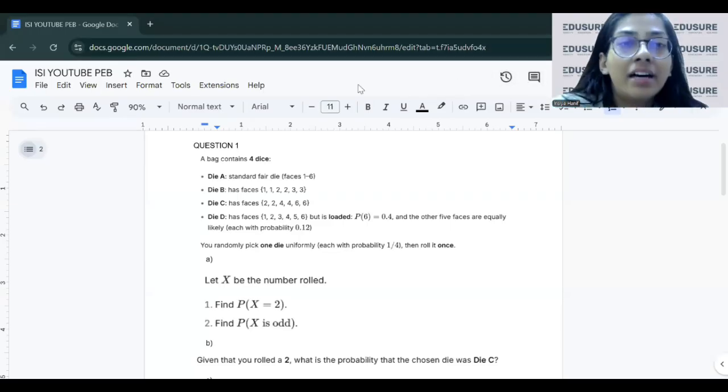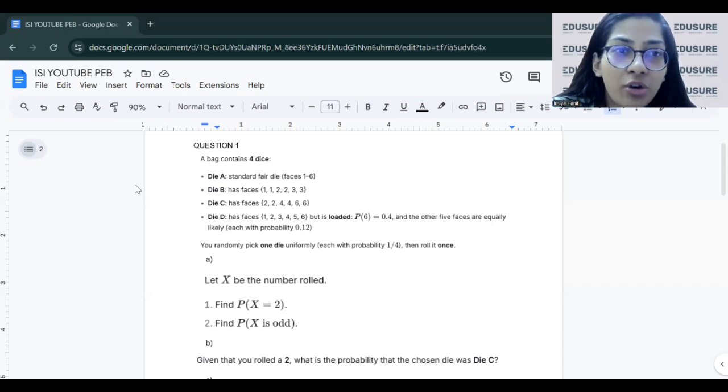Hi everyone. So ये एक दूसरा क्वेश्चन है which EduSure has come up with regarding ISI PEB questions. तो ये question है on probability. Okay, so let's solve this.